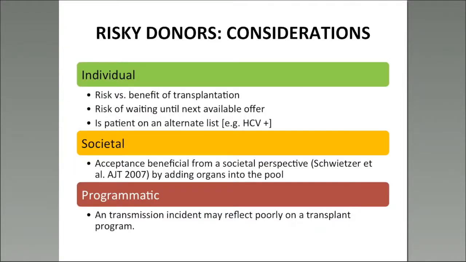So if we think about the three things to consider when you're contemplating using one of these organs: at an individual level, the risk versus benefit of transplantation, the risk of waiting until the next available offer, or whether the patient is on an alternate list. For example, is the patient hepatitis C positive already and could accept a hepatitis C positive organ? Societal, so clearly the overall pool benefits. And then programmatic, so a transmission incident may reflect poorly on a transplant program.